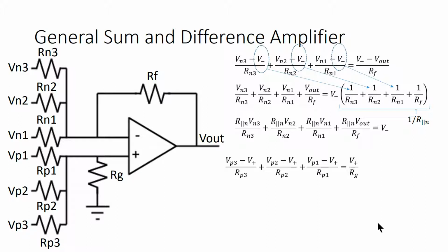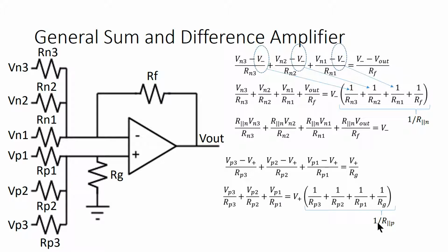We can do all this same stuff to isolate V+. So we start with a nodal equation at the V+ node. Note that the current flows through RG to ground, which makes this a little easier than the V- side. Then we collect terms and define R parallel P, and then finally cross multiply again.